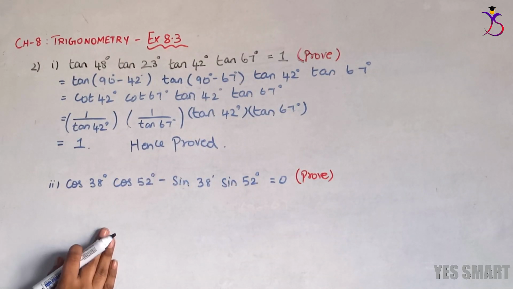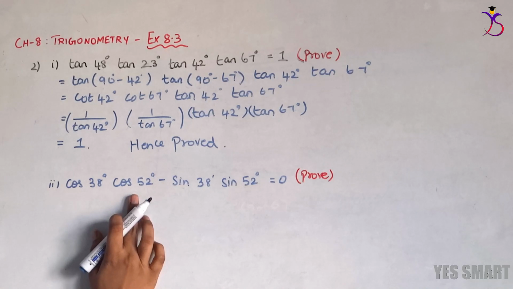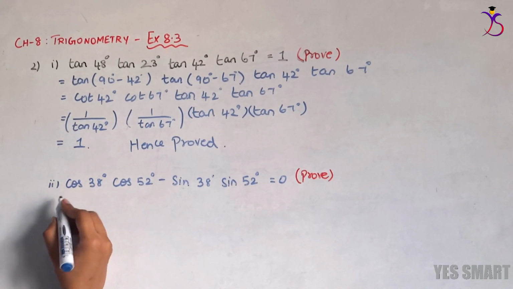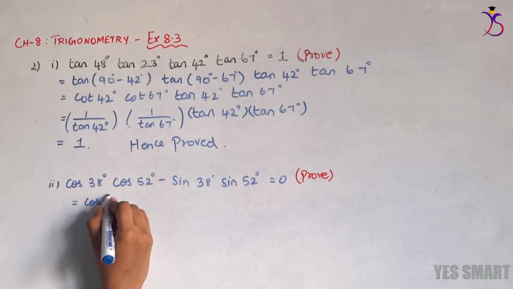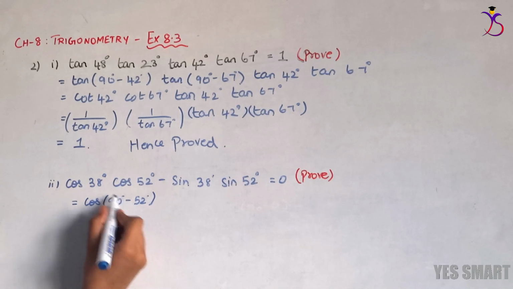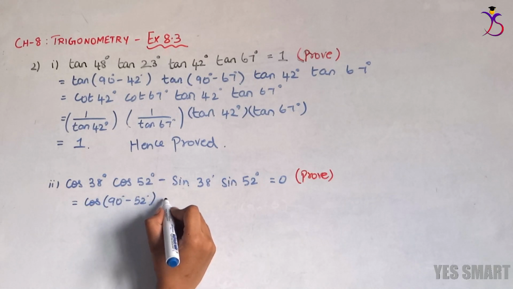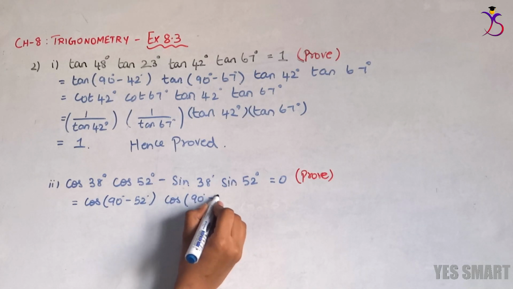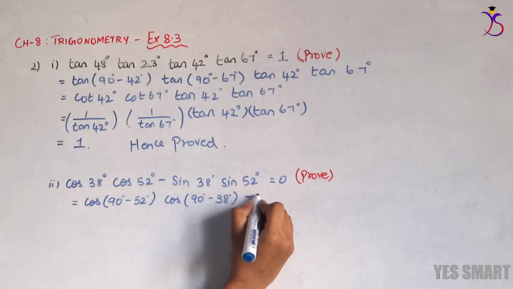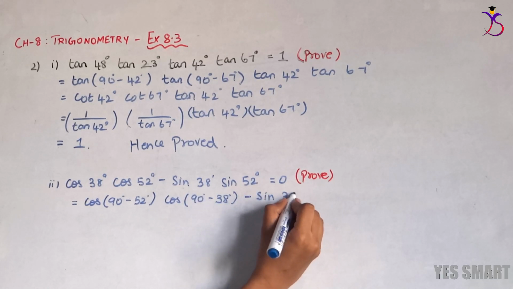Now the second subdivision: cos 38 cos 52 minus sin 38 sin 52. I am going to follow the same procedure and rewrite it in the 90 minus theta format. Cos 38 is written as cos (90 minus 52). Similarly, cos 52 is written as cos (90 minus 38). Minus, I am just bringing the two terms down, sin 38 sin 52.